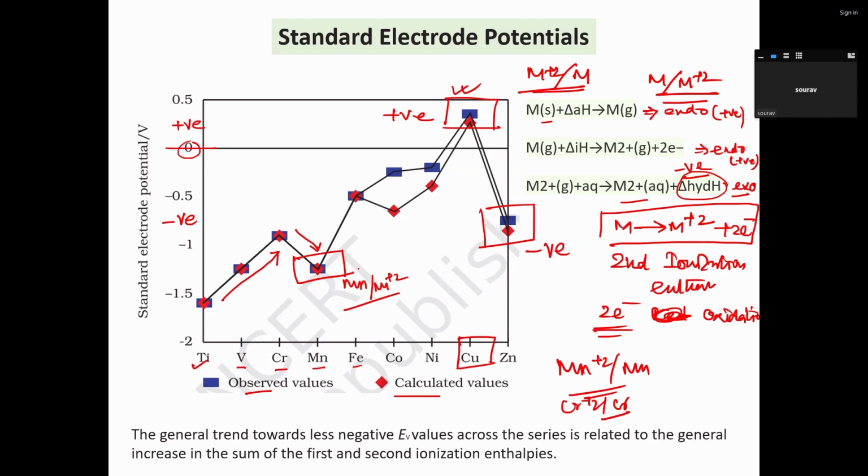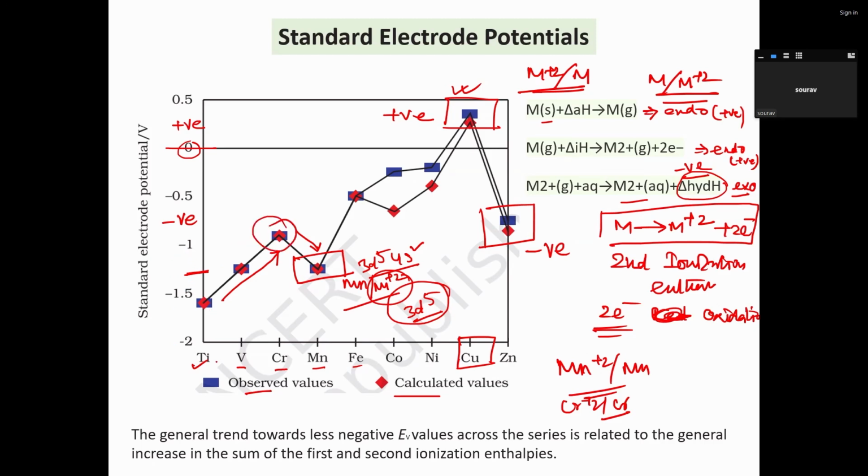So when we are talking about manganese, it is 3d5 4s2. When it is Mn plus 2, the electronic configuration is d5. We know that this d5 is half filled and stable. That's why it will easily give the 2 electrons, and that's why this reduction potential value is more negative compared to the chromium case.